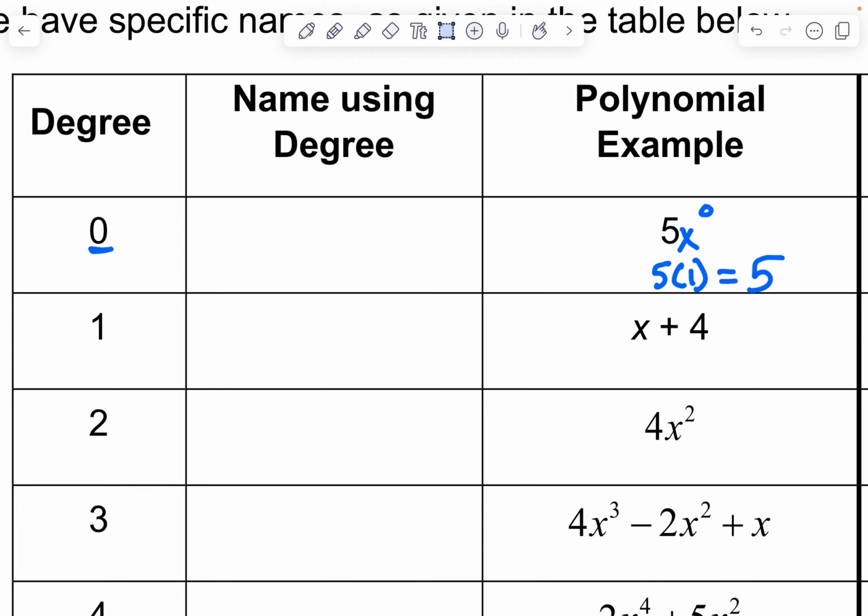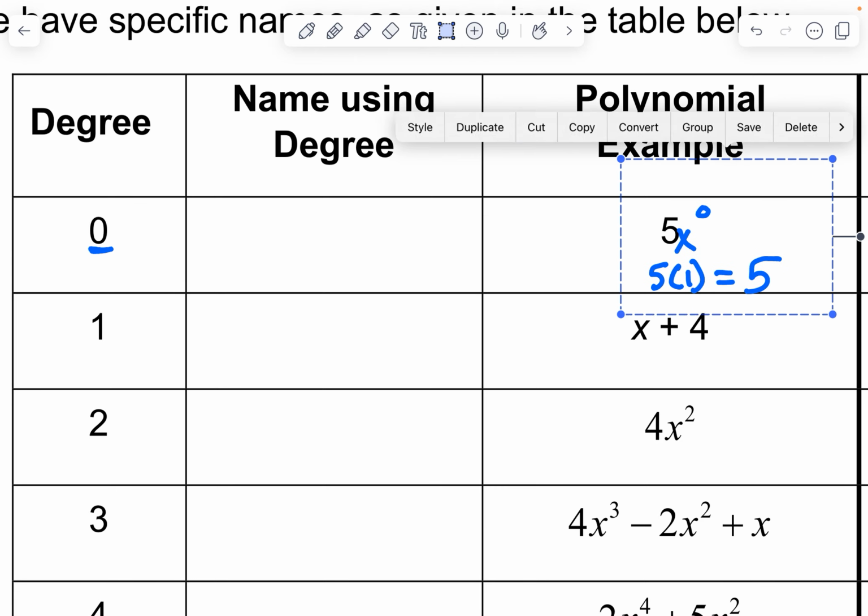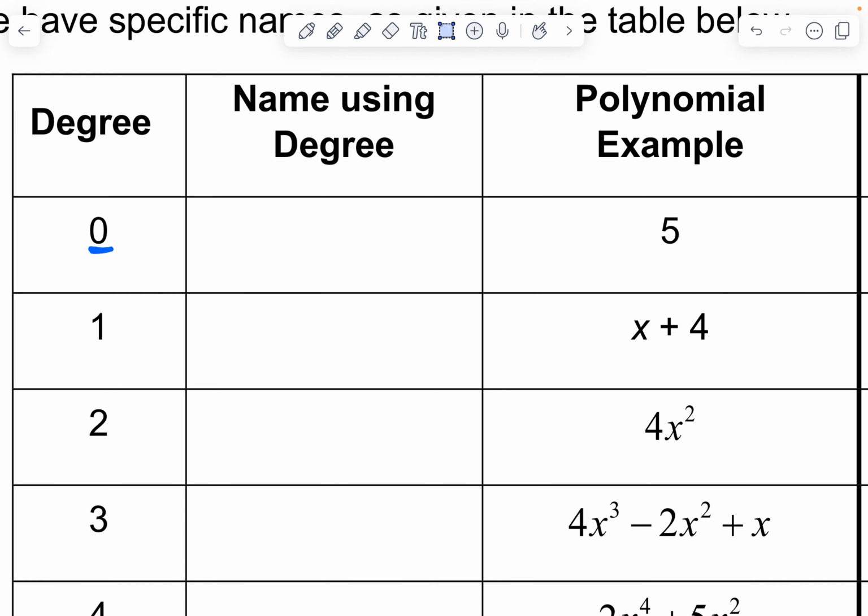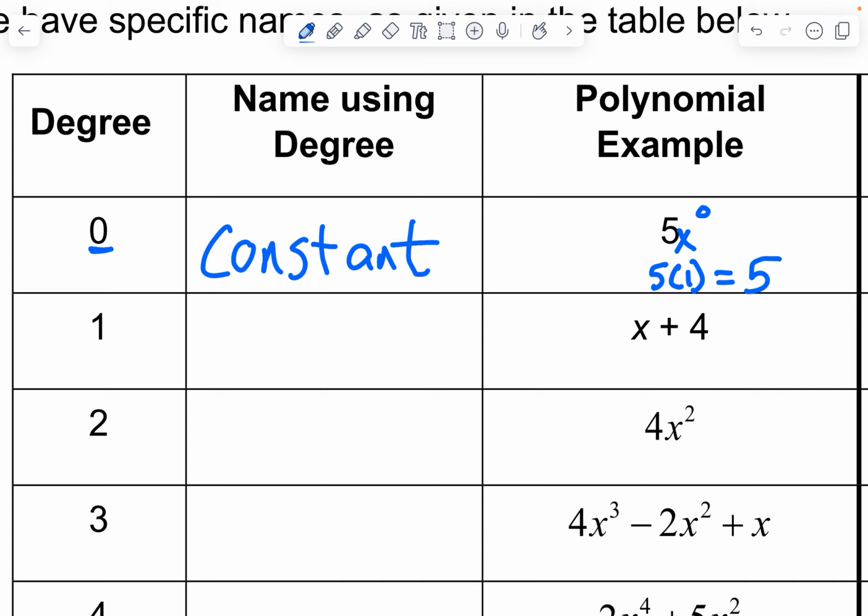Now, once again, do you need all that? No. I could get rid of all this, and it's just 5, right? But really, that's why it has a degree of 0, because technically it would be with that x there. It gets rid of it, turning it into 1. So that's what we call a constant. It's pretty much just a number. No x, because the x would have a degree of 0 and turn it into 1.